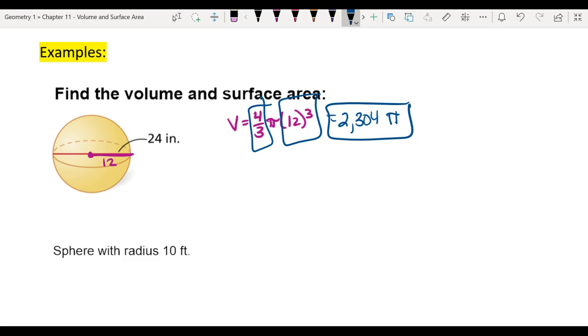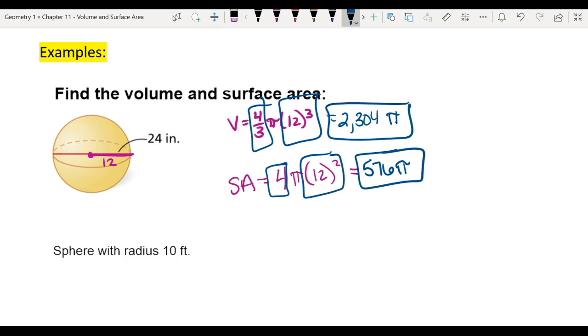So then let's do our surface area. For surface area, it would be 4 pi times 12 squared. Again, you're going to take the 4 and the 12 squared part. You're going to leave pi alone. So that'd be 4 times 144. So that is 576 pi. And those would be your volume and your surface area.